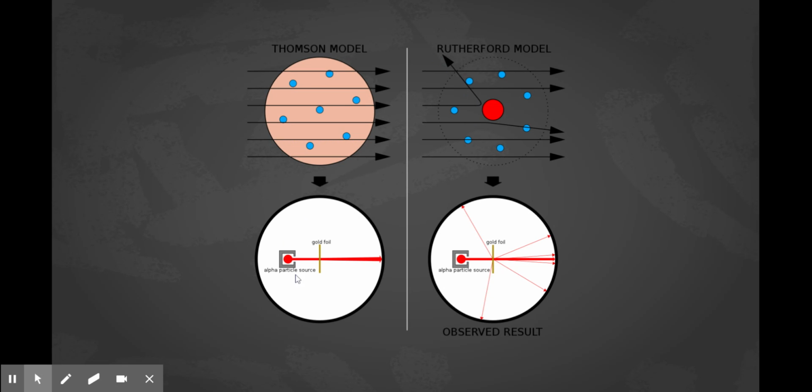Okay, so here is what he expected on the left. This is based on J.J. Thomson's plum pudding model. So he thought we had this big blob of positive charges with the little negative electrons stuck in there. And Rutherford proved that wrong when he found that actually some of these were deflected or bounced back when the little alpha particles were shot at this piece of gold foil.